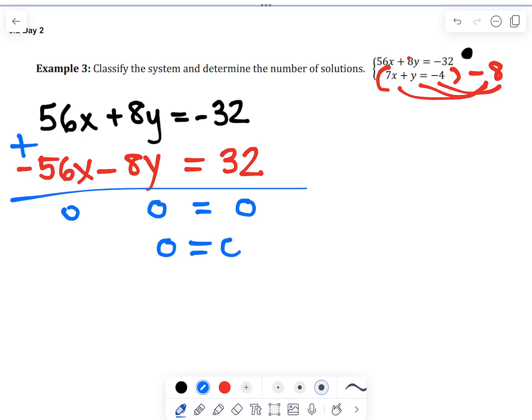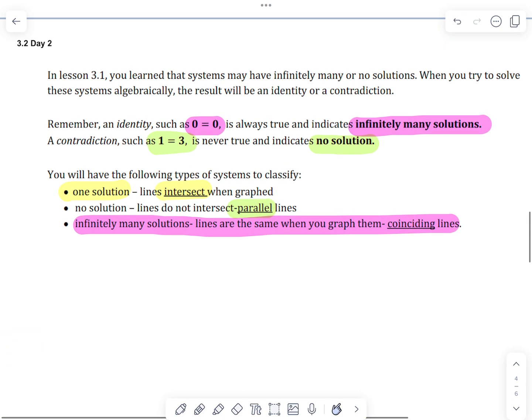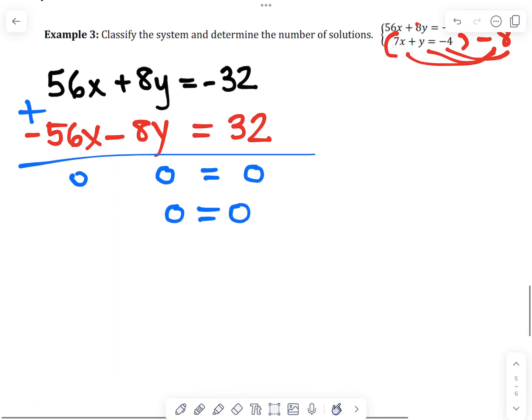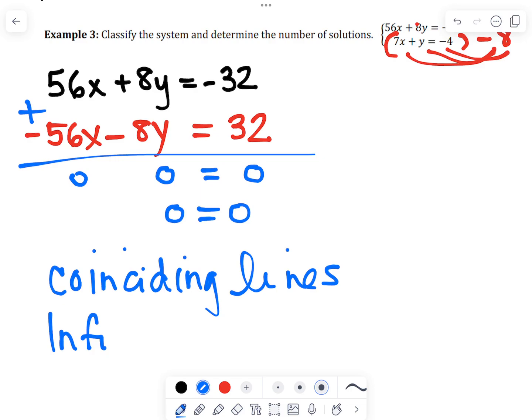So 0 equals 0. So what does that mean for our system? So if we go back up here, when we get 0 equaling 0, it's telling us that these are the same line. They're right on top of each other. They're infinitely many solutions. Coinciding lines. So there are infinitely many solutions.